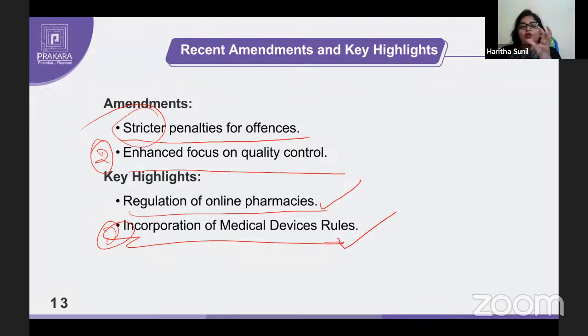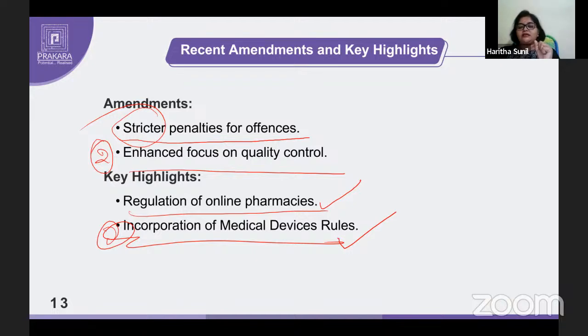So what do you mean by medical devices? Those which can be used for diagnosis, treatment, as well as curing of any disease are called medical devices. Stethoscope is a medical device. Syringe is a medical device. Catheter is a medical device. Okay, all these are considered medical devices.